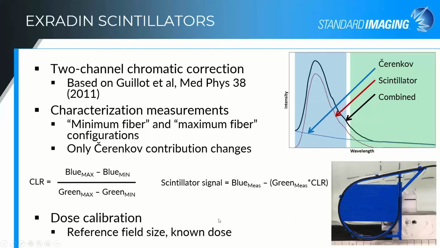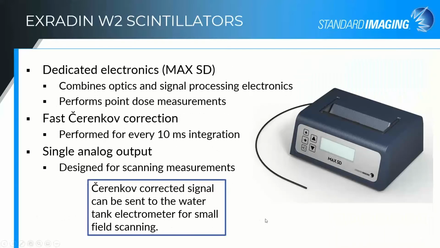In addition to this particular characterization set of measurements, you can do a dose calibration where you give it a known dose in a reference field size, and really that just becomes a scaling factor, a unit conversion correction to this equation.